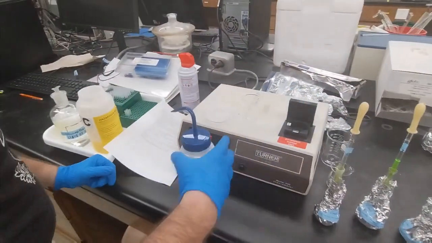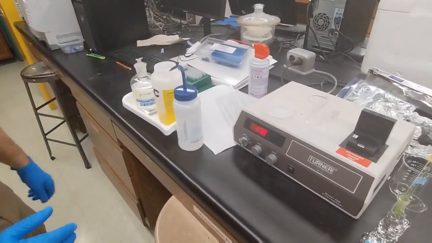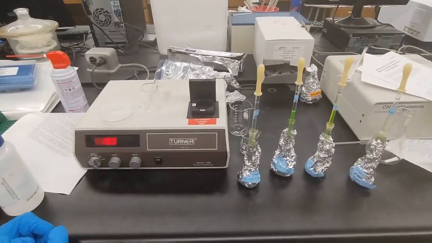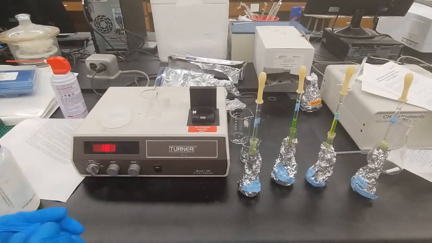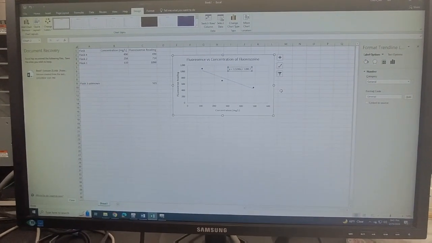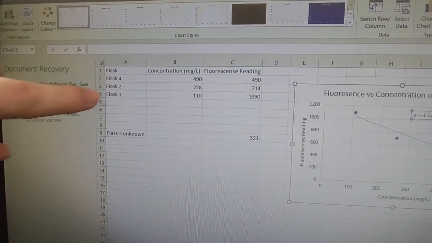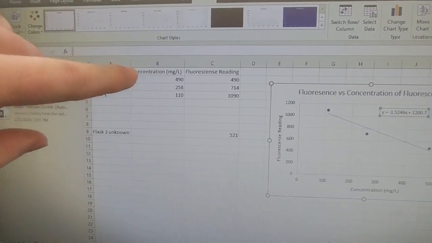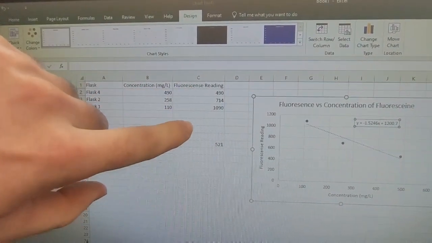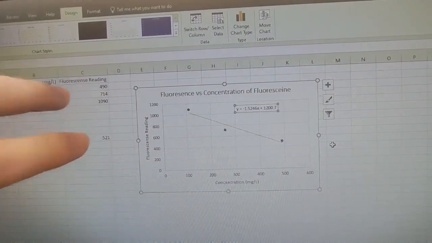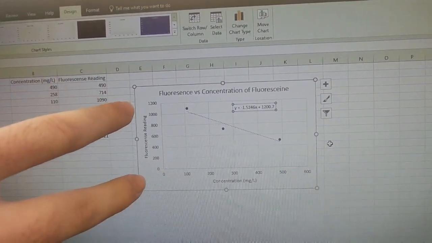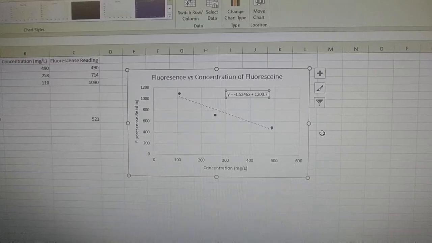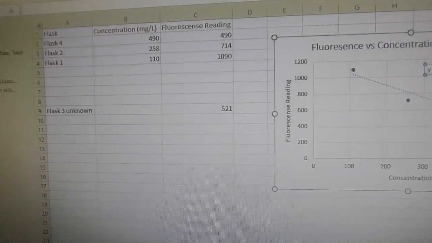Alright, and then you use the readings and concentrations from all 3 of the standard solutions and make a calibration curve using Excel. It should look something like this. You have the flask 4, flask 2, and flask 1, which are the 3 flasks with the standard solutions. You have the concentration here, the fluorescence reading here, and then those 3 points, you have the calibration curve, and you'll use the equation from the calibration curve and the fluorescence reading of flask 3, which is the unknown, to solve for the concentration.